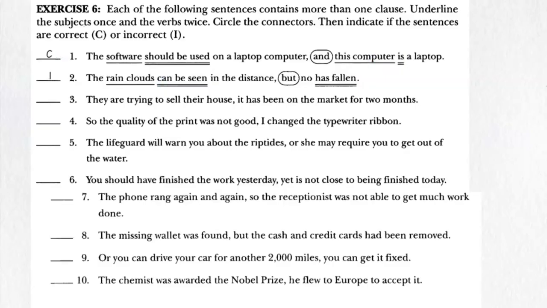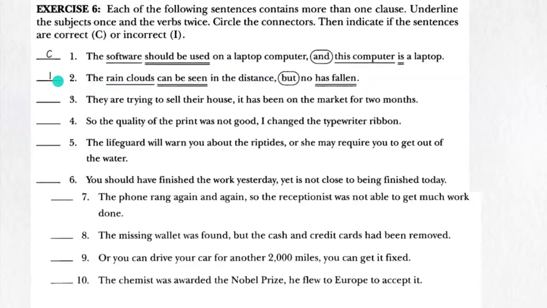Let's see number two. Let's see why it is incorrect. It says, the rain clouds can be seen, subject and verb, in the distance, comma, my clue, but no has fallen. I have a verb with no subject. That's why this sentence is incorrect.